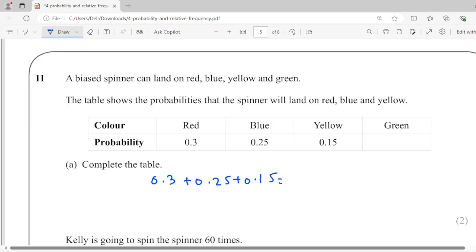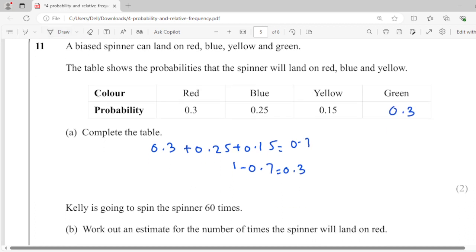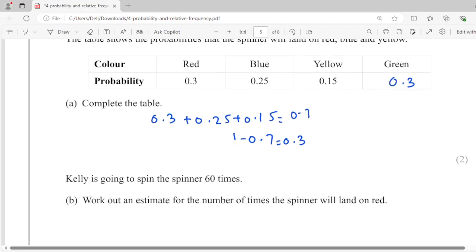This will give me 0.7. Kelly is going to spin the spinner 60 times. Work out an estimate for the number of times the spinner will land on red. The probability of getting a red is 30% or 0.3. 30% of 60 is 18.